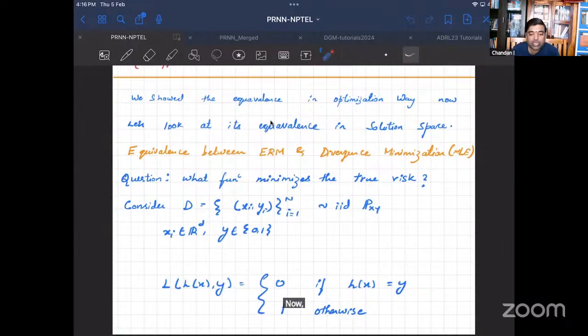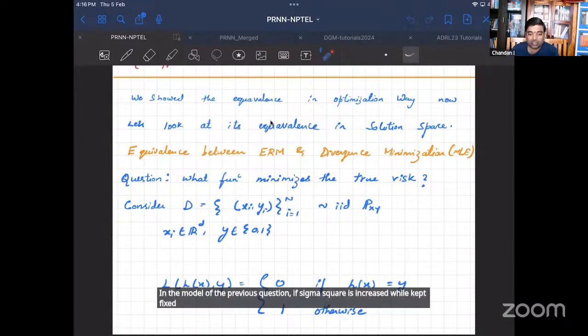Now assignment 3 question 8. In the model of the previous question, that is the 7th question, I think, if sigma square is increased, I don't know how you can fix it. I did not get the question. So if this person is there, can you please let me know? In the model of the previous question, if sigma square is increased while kept fixed, not learnt. Now if something is fixed, how can you increase it?